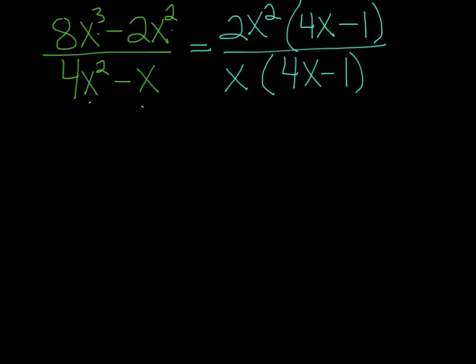So now you can see we have a group that matches, that can cancel out. We also have x squared on top and x on bottom, so one of those pairs of x's can cancel out as well. So all I have left now is 2x on the top, nothing on the bottom, so it equals 2x.